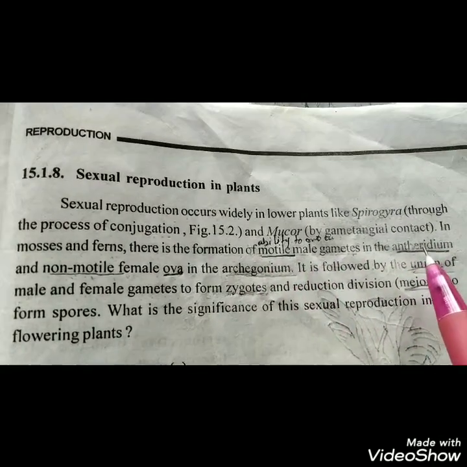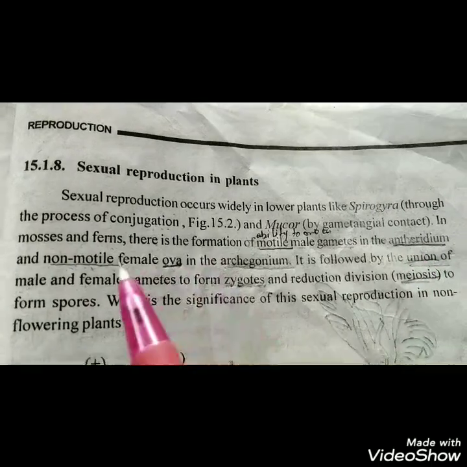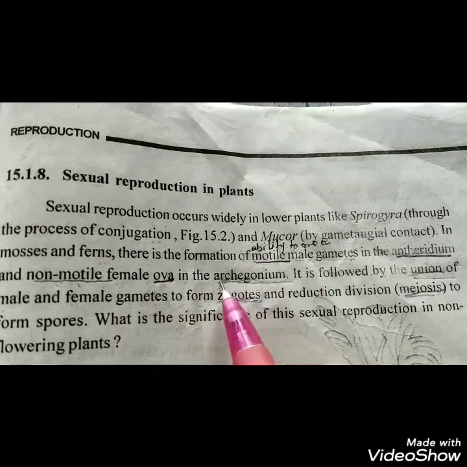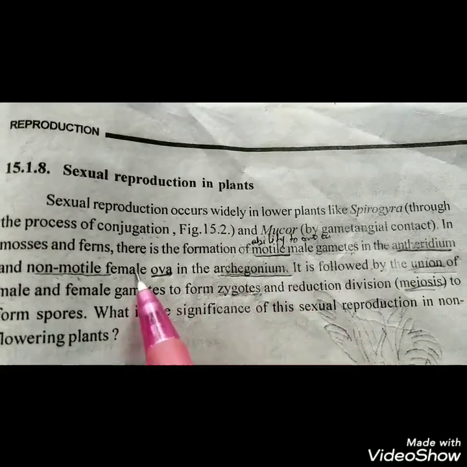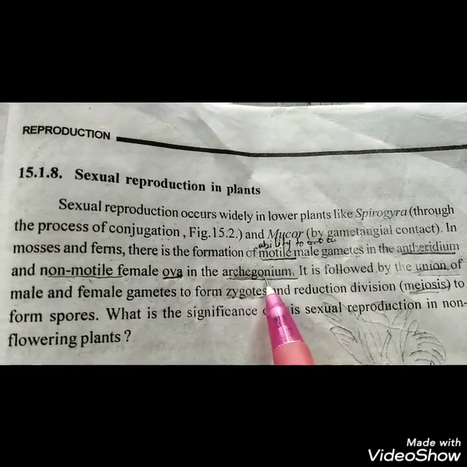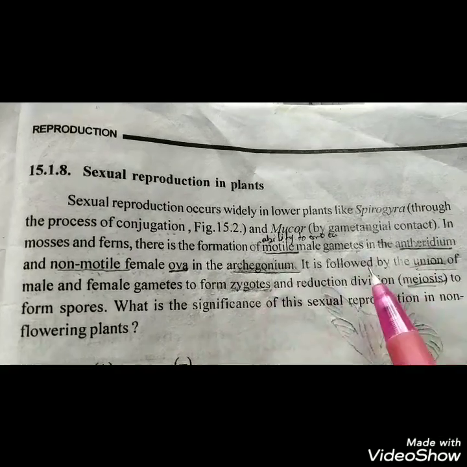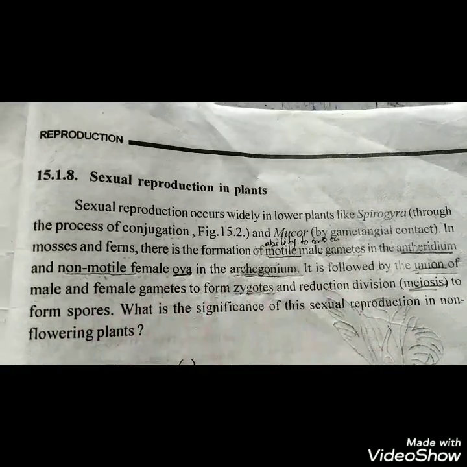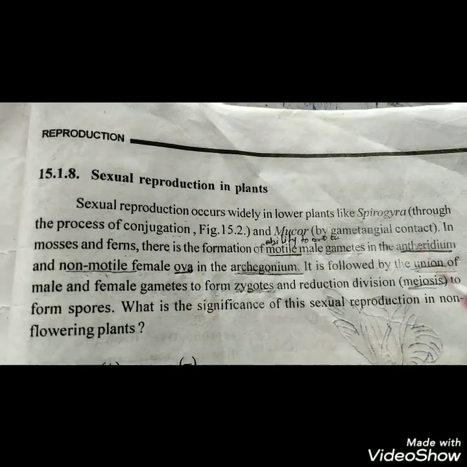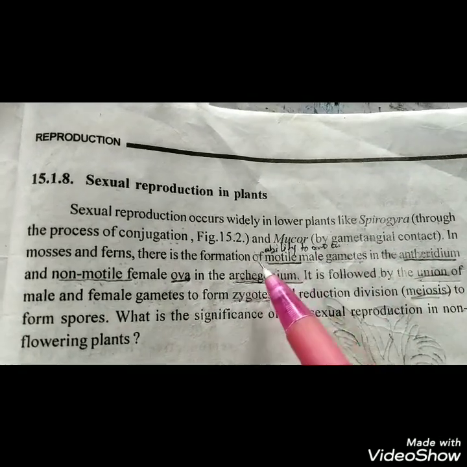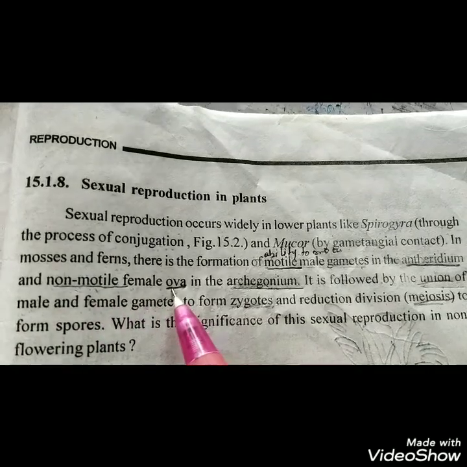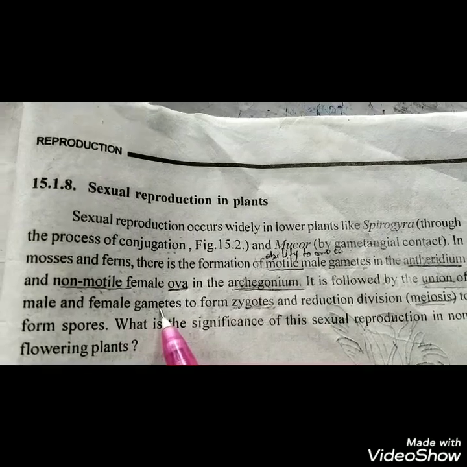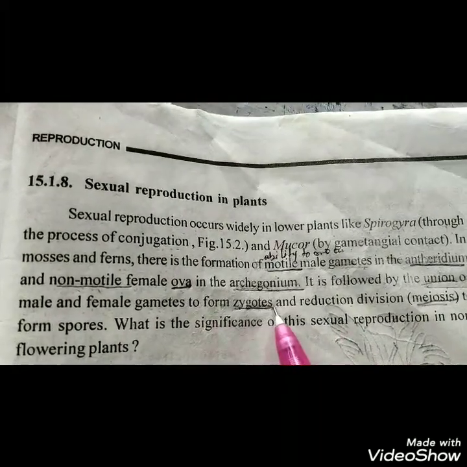So, the male gamete is formed inside the antheridium and the non-motile female gamete is formed inside the archegonium. It is followed by the union of male and female gametes. In ferns and mosses, the male gamete will swim towards the female gamete, and after that the union of male and female gamete will take place to form the zygote.